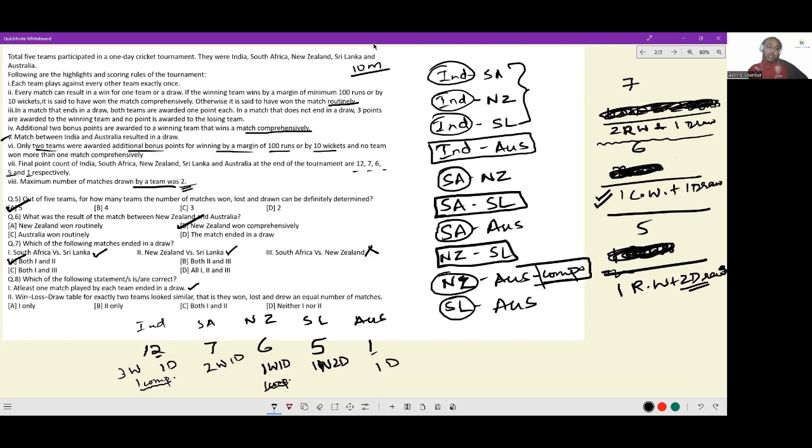Win-loss draw table for exactly 2 teams looked similar. That is, they won, lost, and drew an equal number of matches. Although I've not recorded the number of losses, let's just see 3 wins, 1 draw; 2 wins, 1 draw; 1 win, 1 draw; 1 win, 2 draws; and 0 wins, 1 draw. It is not similar at all. And therefore, the statement that is correct is 1 only, or option A is the right answer. That will be the entirety of this set.